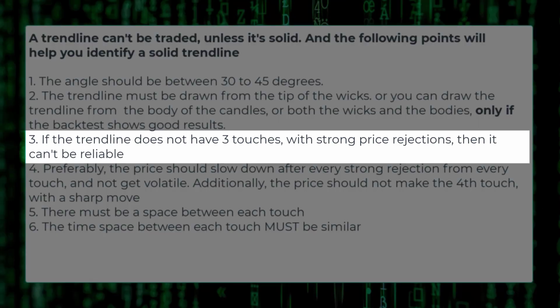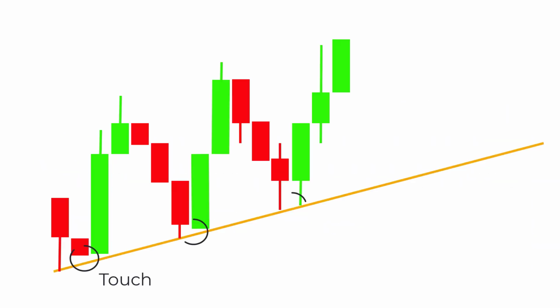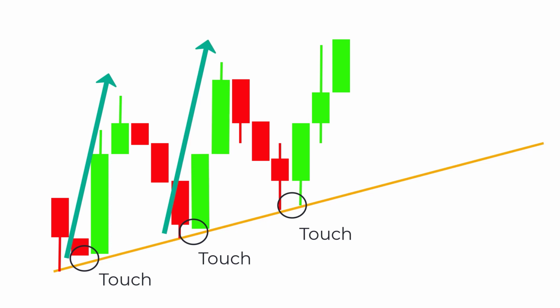The third point is that the price must get 3 strong rejections every time it touches the trend line in order to count as a trend line. And you trade based on the trend line from the 4th touch. Basically, there is no way to determine how strong a trend line really is if you do not see the price getting strong rejections from it every time it touches it.